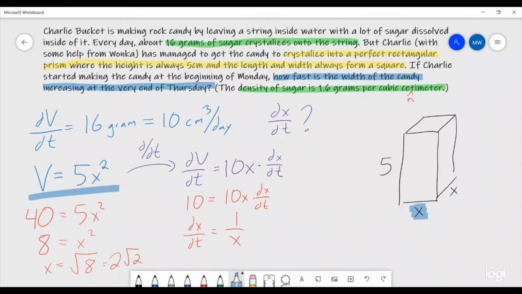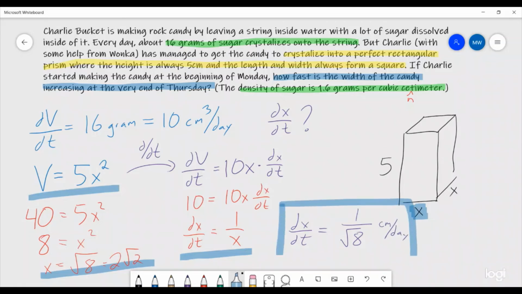We can take that and put it into this to find that dx/dt is going to be 1 over the square root of 8. And this is centimeters per day. So there we go. We were able to solve this problem. Even though they didn't give us a picture, they just gave us this big word problem, we were able to go through and figure it out by ourselves.